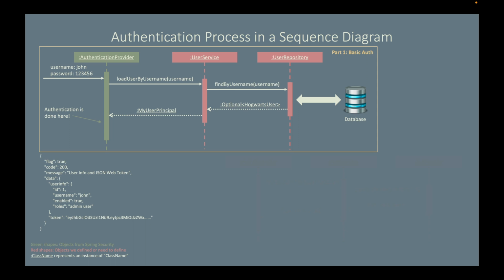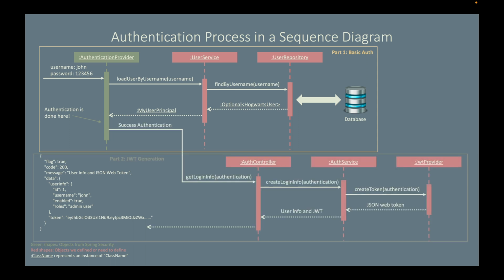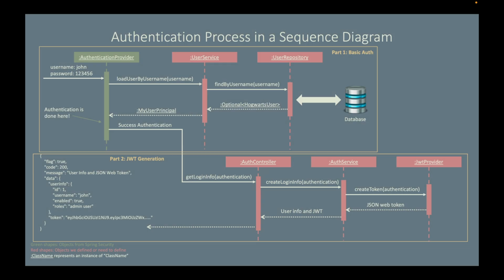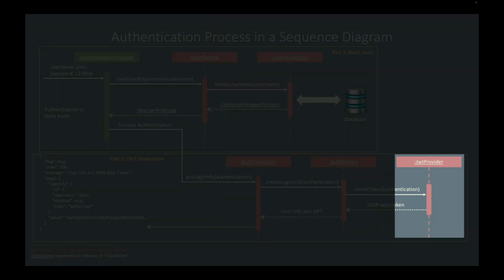Next, let's move on to part 2, JWT generation. Once the basic authentication is successful, the API call gets to continue. It will reach the controller class, authController. Here, we need to create a JSON web token for the user. In this project, JWT provider is responsible for creating a token.